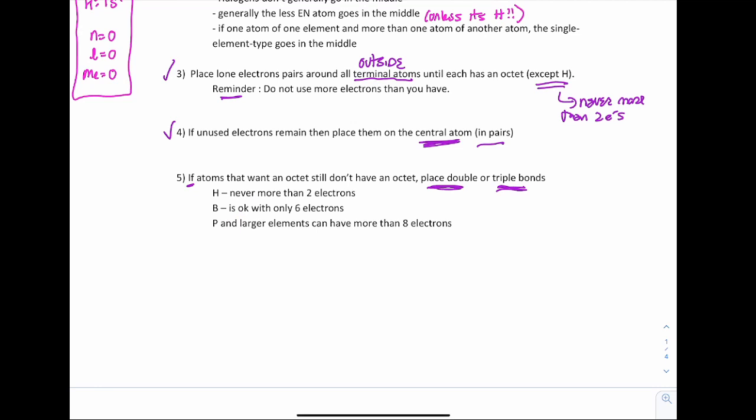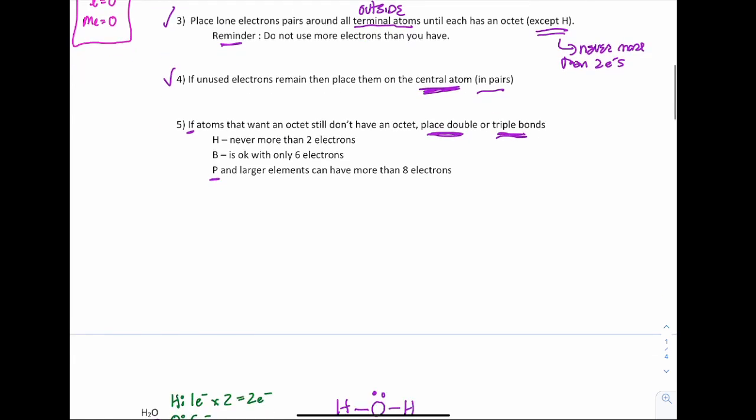And then phosphorus and atoms larger than that can have more than 8 because they have d orbitals available, right? Phosphorus has its outermost electrons in the 3rd shell. In the 3rd shell, we do have d orbitals. So once you get to the 3rd shell, we can have more than 8 electrons. But it wants a minimum of 8, right? It can have more, but it doesn't want less.